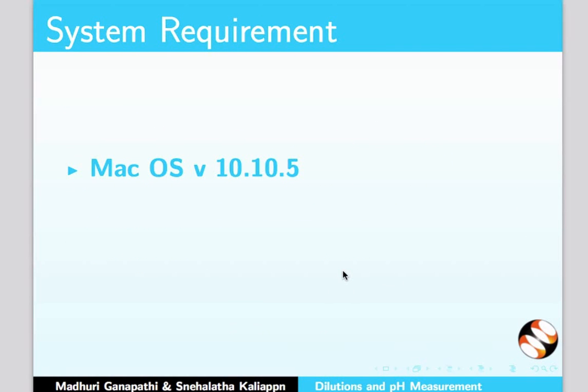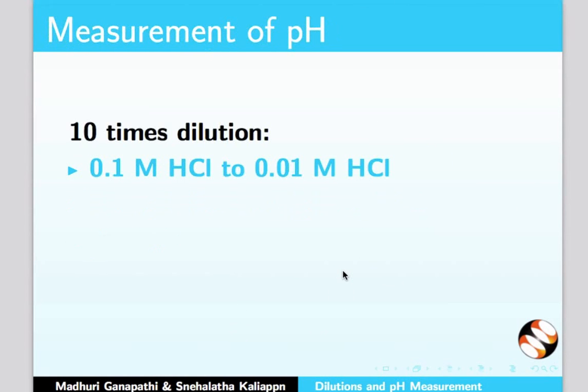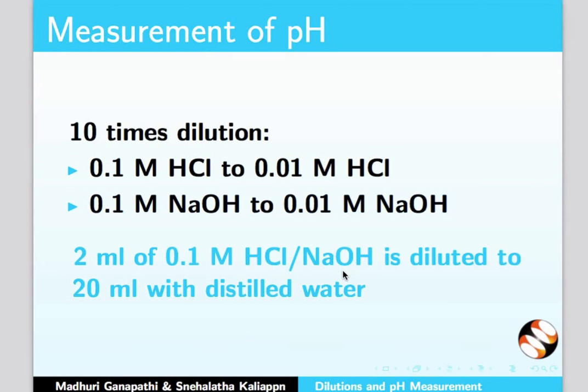Here I am using Mac OS version 10.10.5, Chem-Collective VLabs version 2.1.0, Java version 8. For this demonstration, let us dilute 0.1 molar hydrochloric acid to 0.01 molar hydrochloric acid, and 0.1 molar sodium hydroxide to 0.01 molar sodium hydroxide. For this experiment, 2 ml of 0.1 molar hydrochloric acid or sodium hydroxide is diluted to 20 ml with distilled water.